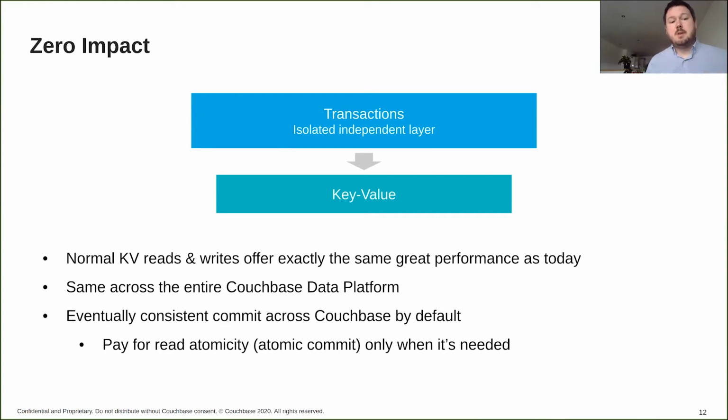One thing that we wanted to make a real focus, and staying on the performance theme, is that transactions would have zero impact on the rest of the Couchbase data platform. Transactions exist as an isolated independent layer atop our very strong key value performance. So whether you're using transactions or not, regular key value reads and writes continue to offer exactly the same great performance that you're used to today. And that goes across the entire Couchbase data platform. Nickel, FTS, analytics views, eventing, I'm sure I'm forgetting one, but nothing is slowed down or affected by using transactions.